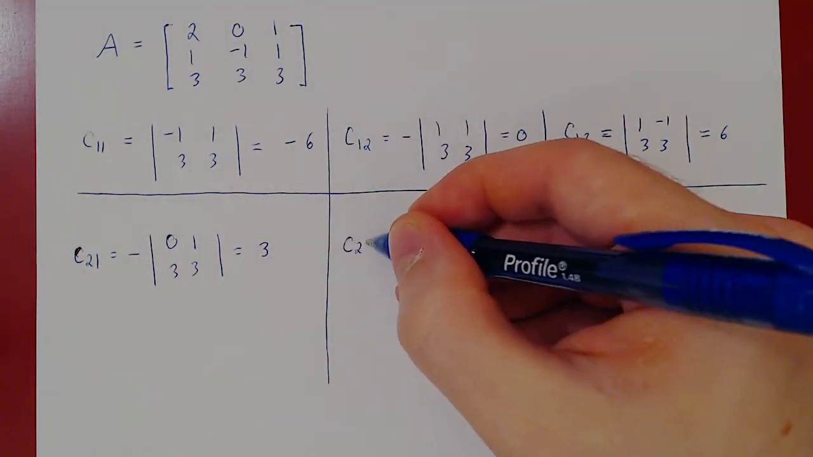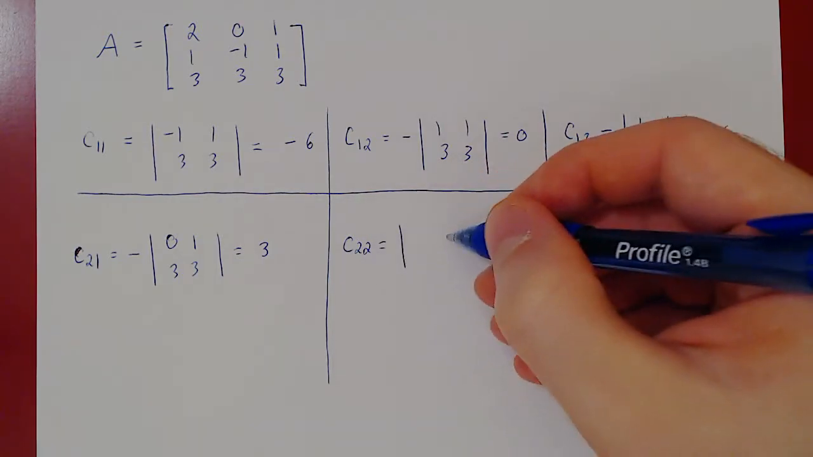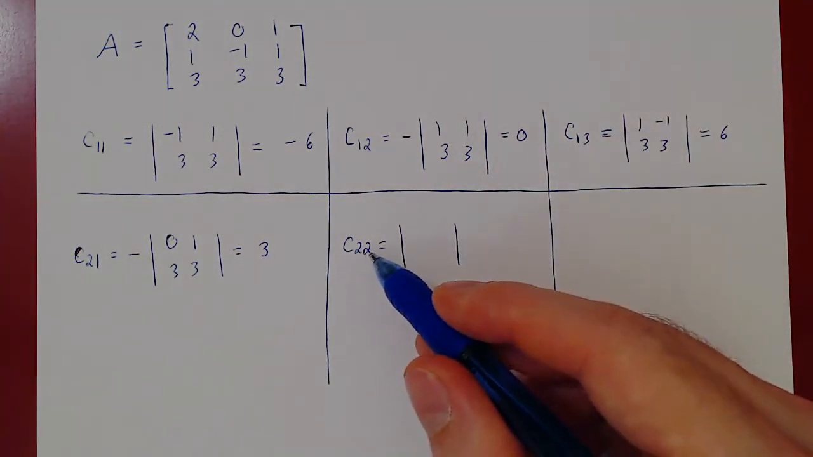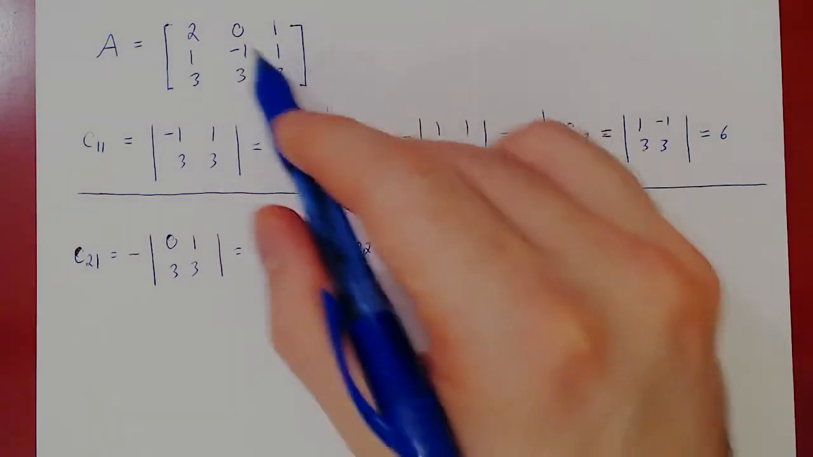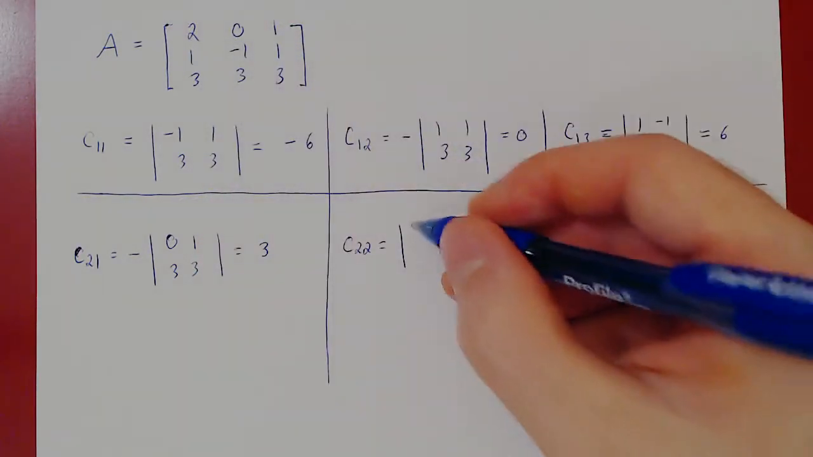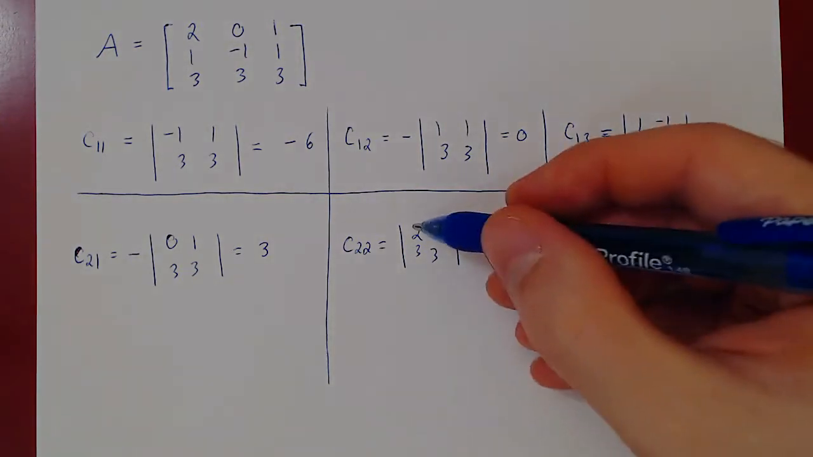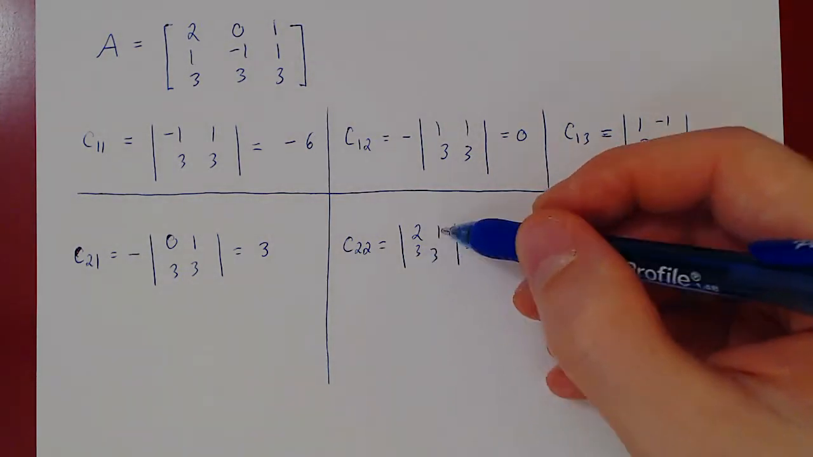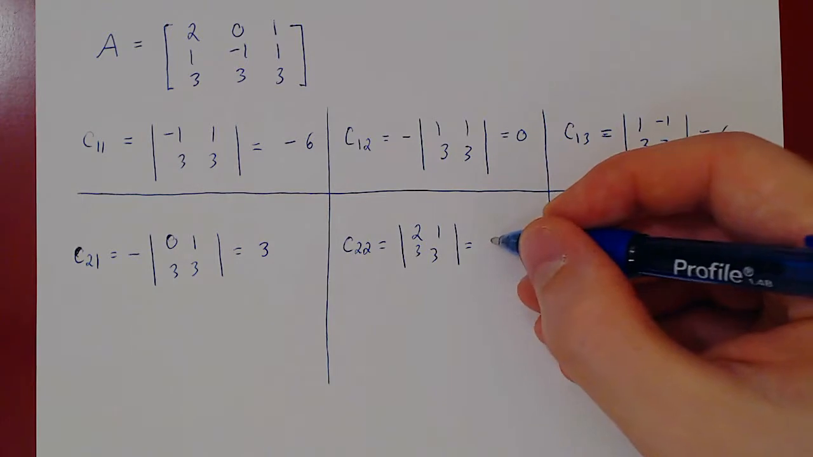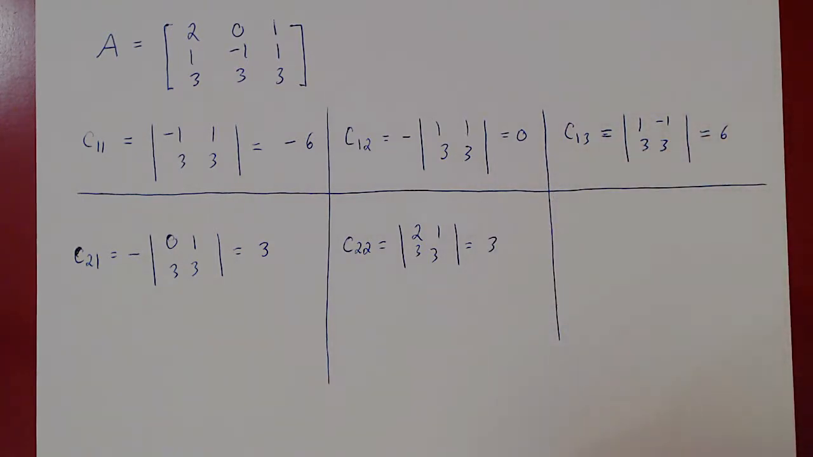Then C22. 2 plus 2 is even, no negative sign. We now delete row 2, column 2. So row 2, column 2 gives you 2, 1, 3, 3. Determinant is 2 times 3, 6, minus 3 times 3, 3. 6 minus 3, positive 3.